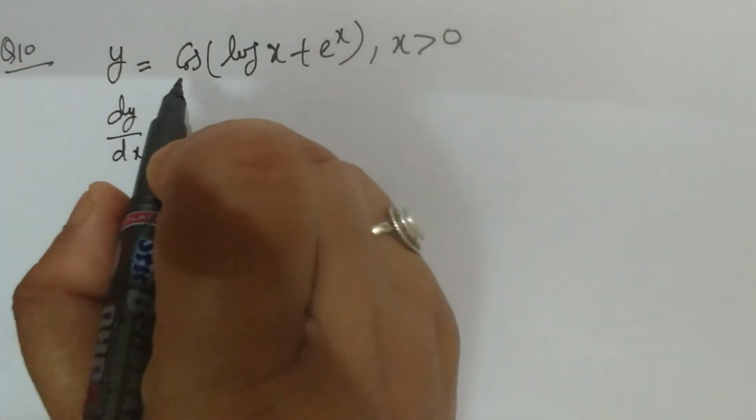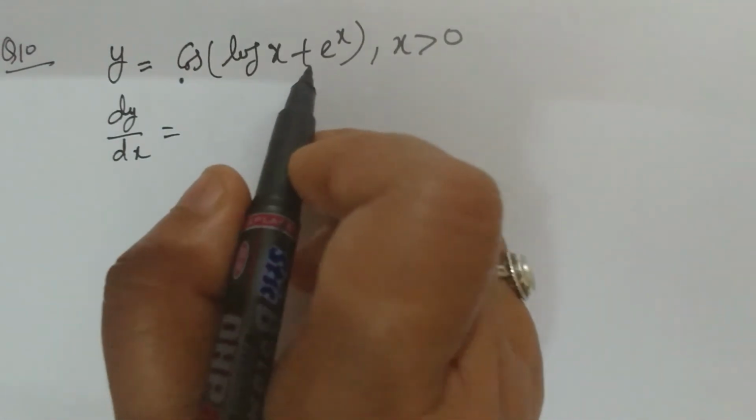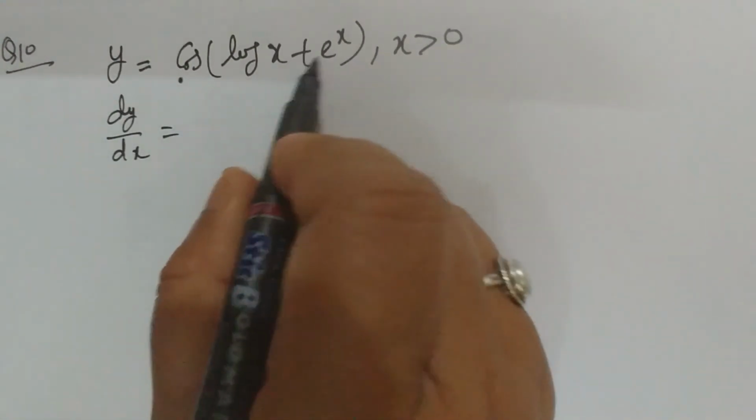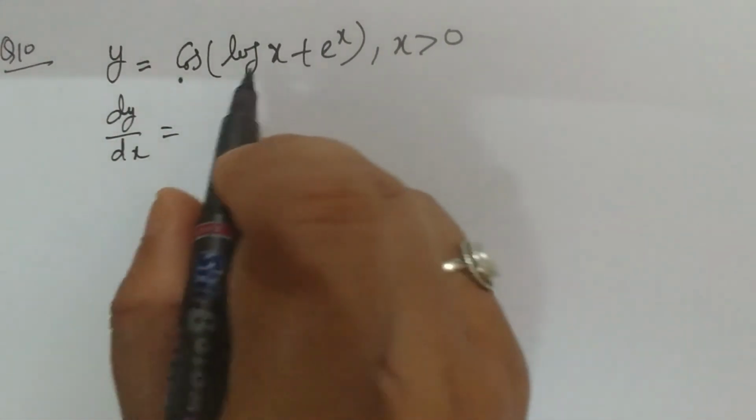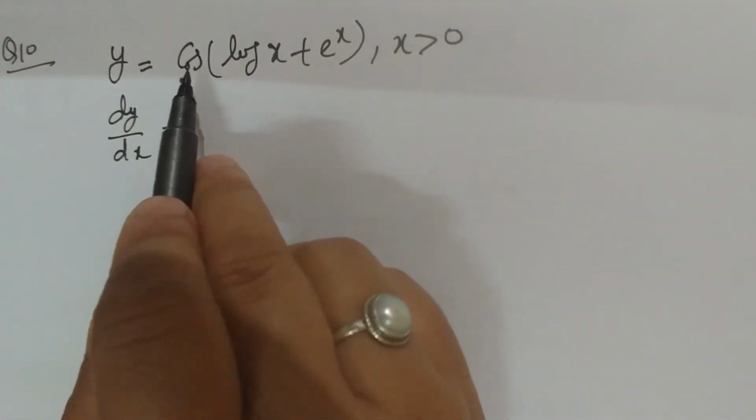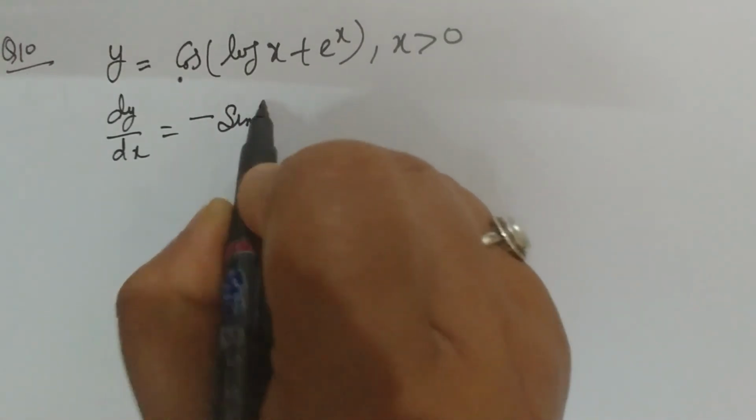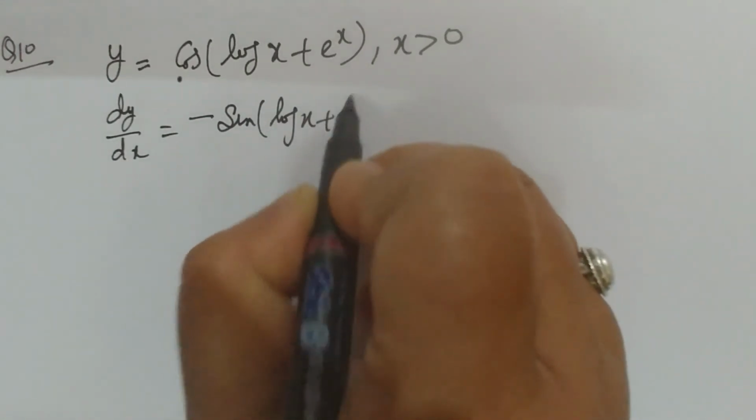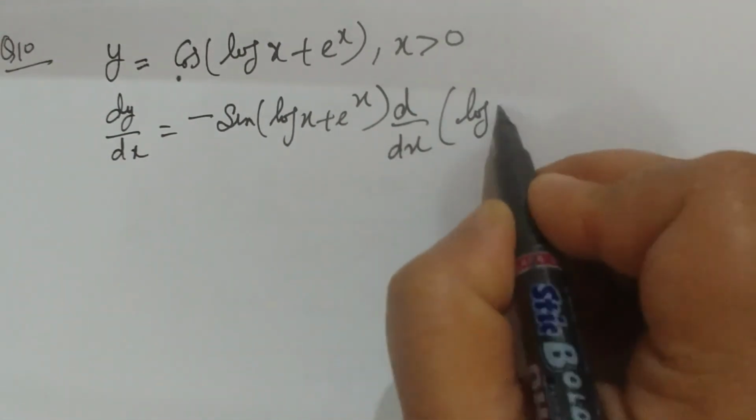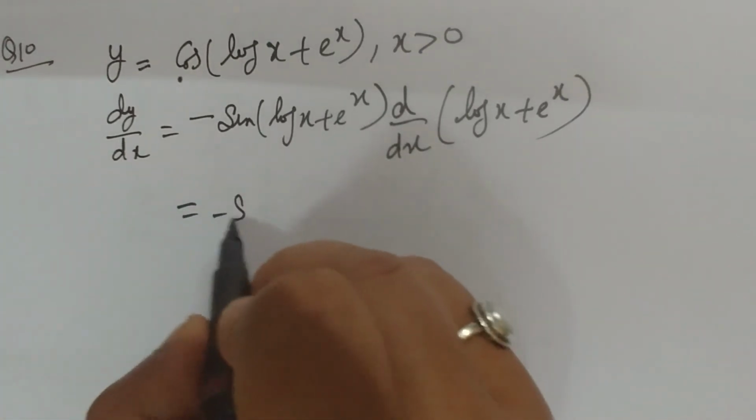One thing is I can either open it up, meaning I can write it as cos log x plus cos e raised to power x, or I can just go by this way only. So say I am going this way only. It is cos of something, the derivative will be minus sine of this complete thing, into d/dx of log x plus e raised to power x.